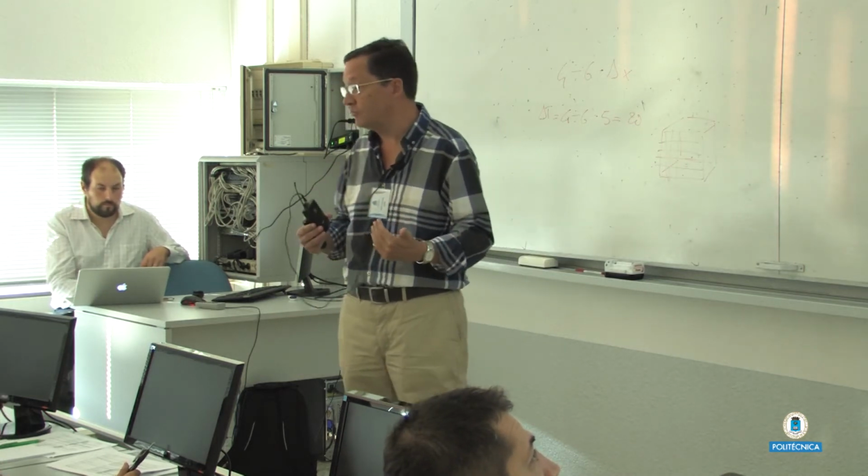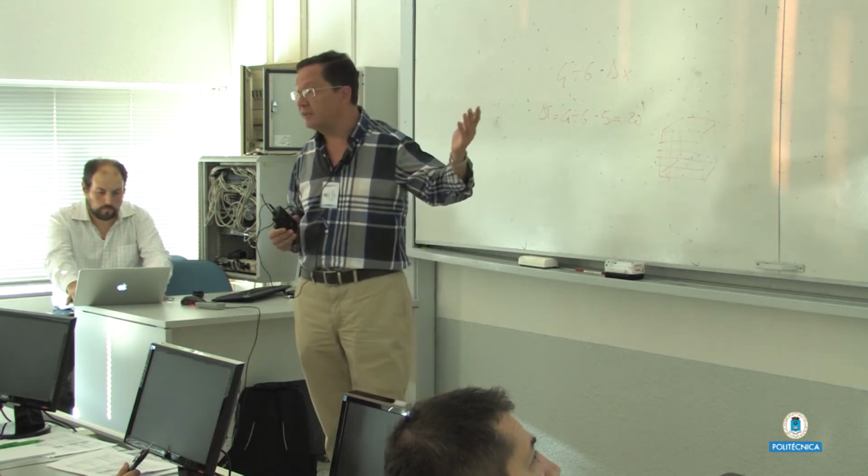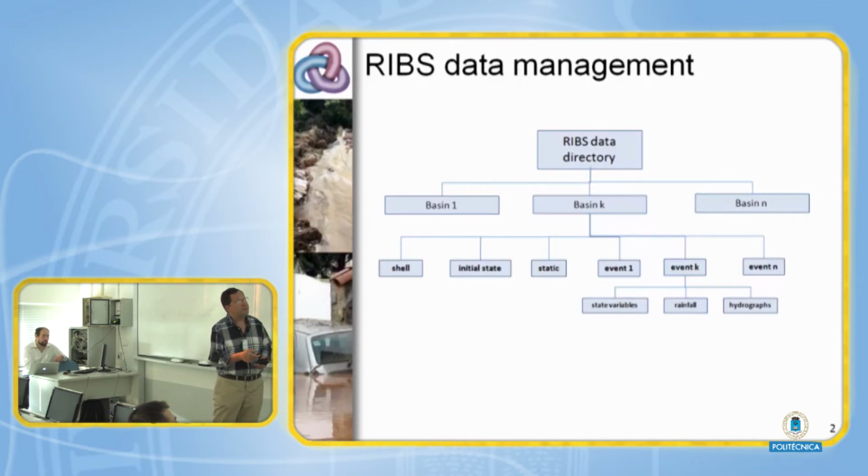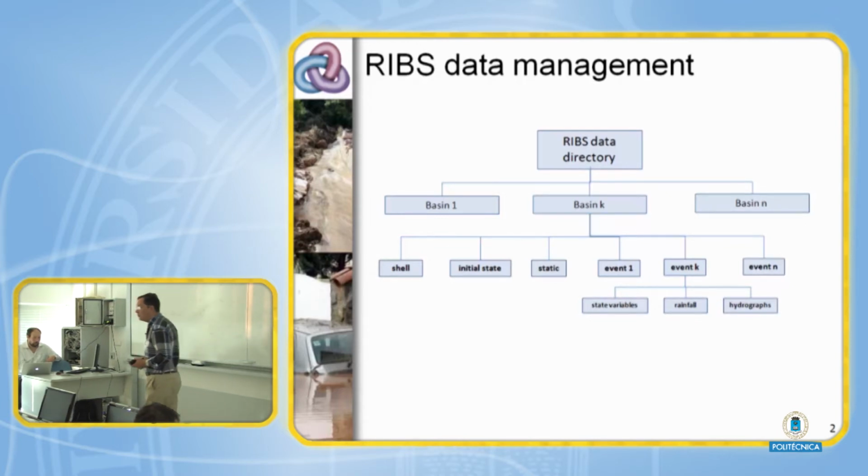We are using our model, RIPS, and we have decided to organize the data, for instance, following this strategy. There are several case studies that we are analyzing, several basins. So we allocate one directory per basin, and then in each basin, we need to have a directory for static data, which are the geomorphologic configuration data derived from the digital elevation model and from the soil types. We also have the initial state data, which are the initial water table configuration files. And finally, we have some shell scripts that we use to run the model and all the associated utilities.